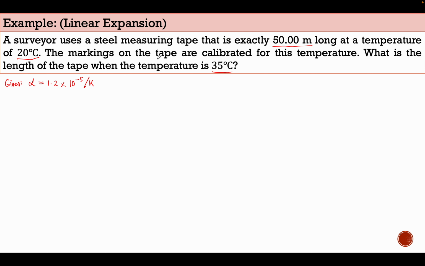Okay, so the question here is, what is the length of the tape when the temperature is 35 degrees Celsius? In other words, how long is the tape if the temperature is now 35 degrees Celsius? So obviously, we are finding the final length of the steel. It's because, as mentioned in the problem, the tape is exactly 50 meters long at a temperature of 20 degrees Celsius. So at 20 degrees Celsius, its length is 50 meters. So how long is the tape when it reaches a temperature of 35 degrees Celsius?